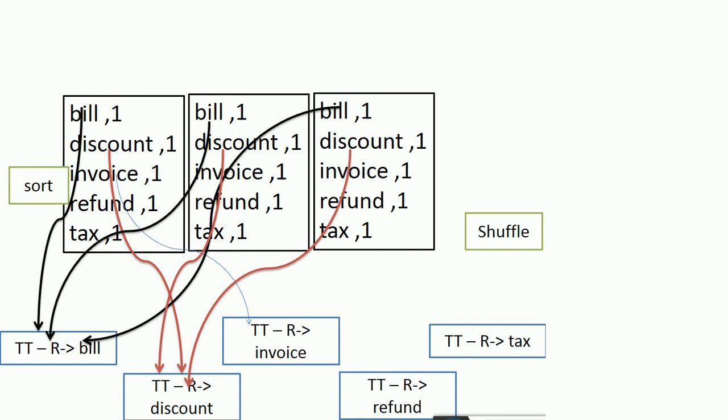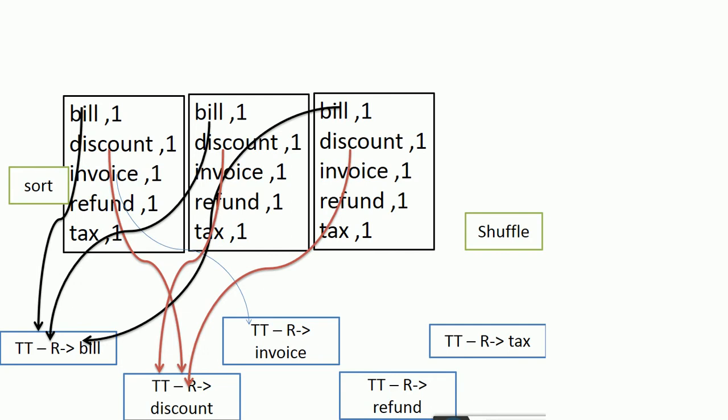So on the basis of unique keys, which we are getting as the output of the map phase. Now shuffling means bill from here is coming to this place, discount from there is going to this place. Are you able to understand? One output going to this place, another output going to that place. This is called shuffling. We are shuffling the output.